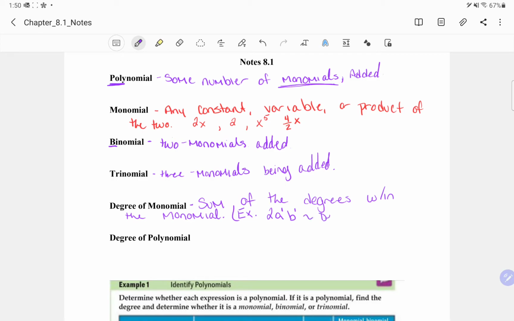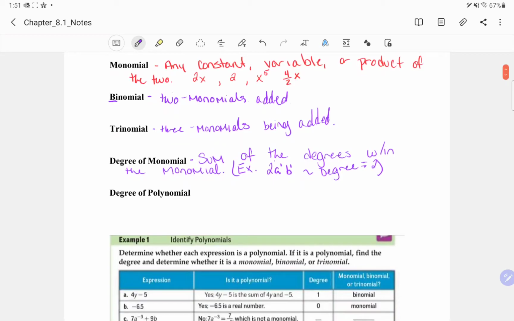Okay, so the degree of this: the 2 doesn't have a variable. It doesn't have a degree with it, so we just don't write it. It's 0, okay? So the degree here is 2. 1 plus 1. We're only concerned about the variables. That's a better way of saying that. We're only concerned about the variables when we're talking about a degree.